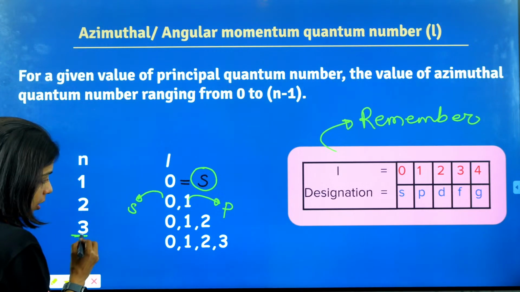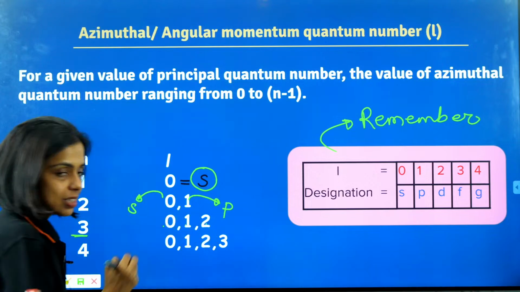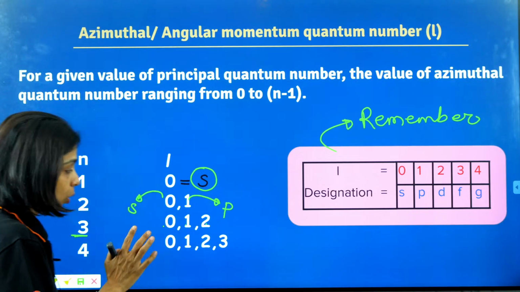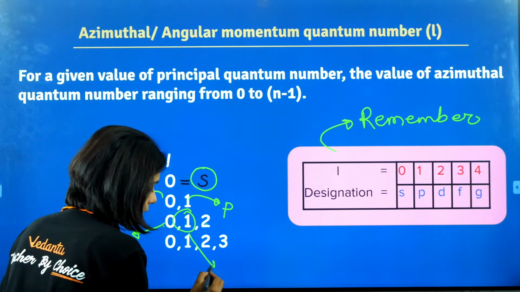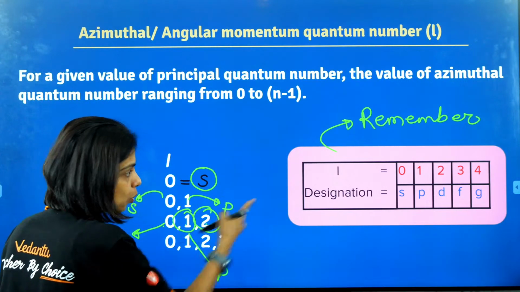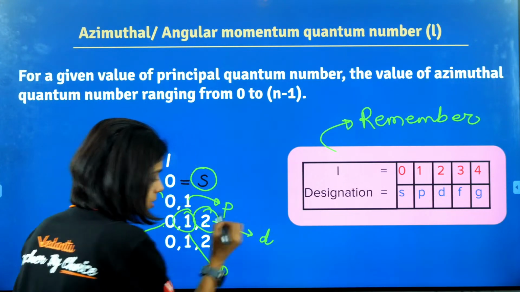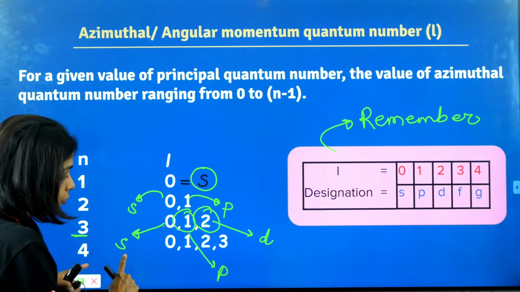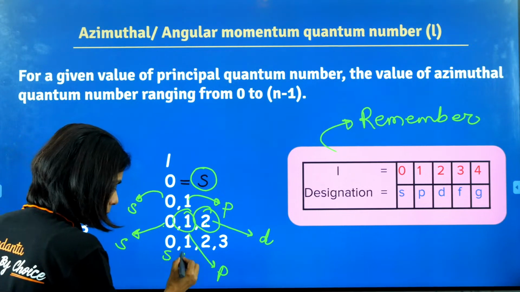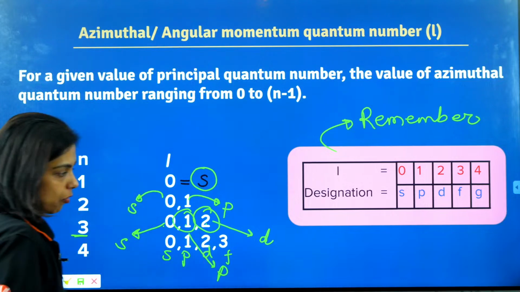Now third shell: 0, 1, 2. These are the possible L values for n equal to 3. That means in the third shell I have S subshell, P subshell, and L equal to 2 means I have D subshell, right? Similarly, in the fourth shell, I have various subshells: S, P, D and F.